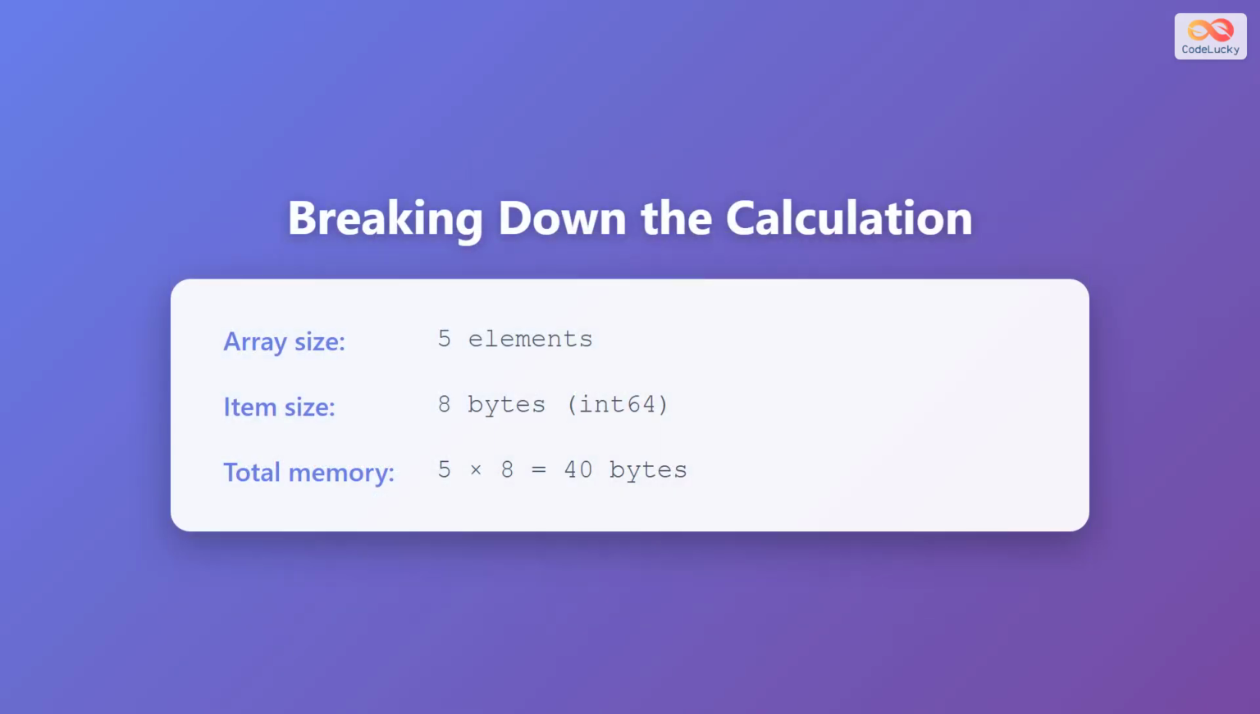Let's break down why we got 40 bytes. Our array contains 5 elements. Each element is stored as an int64 data type, which takes up 8 bytes. When we multiply 5 elements by 8 bytes per element, we get 40 bytes total. This matches exactly what nbytes reported.